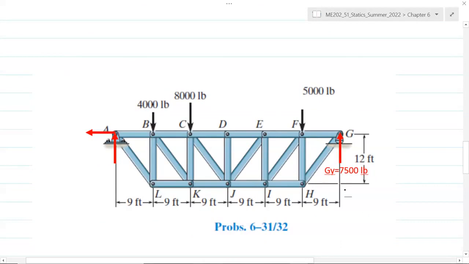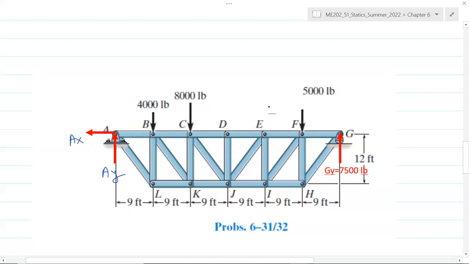GY, by the way, is the final answer. We don't know the magnitude of GY as of now. So let's say GY is vertical, AY is vertical, and AX is horizontal. Now to calculate GY, because we have three unknowns here, AX, AY, and GY, we need to think about the cross section.